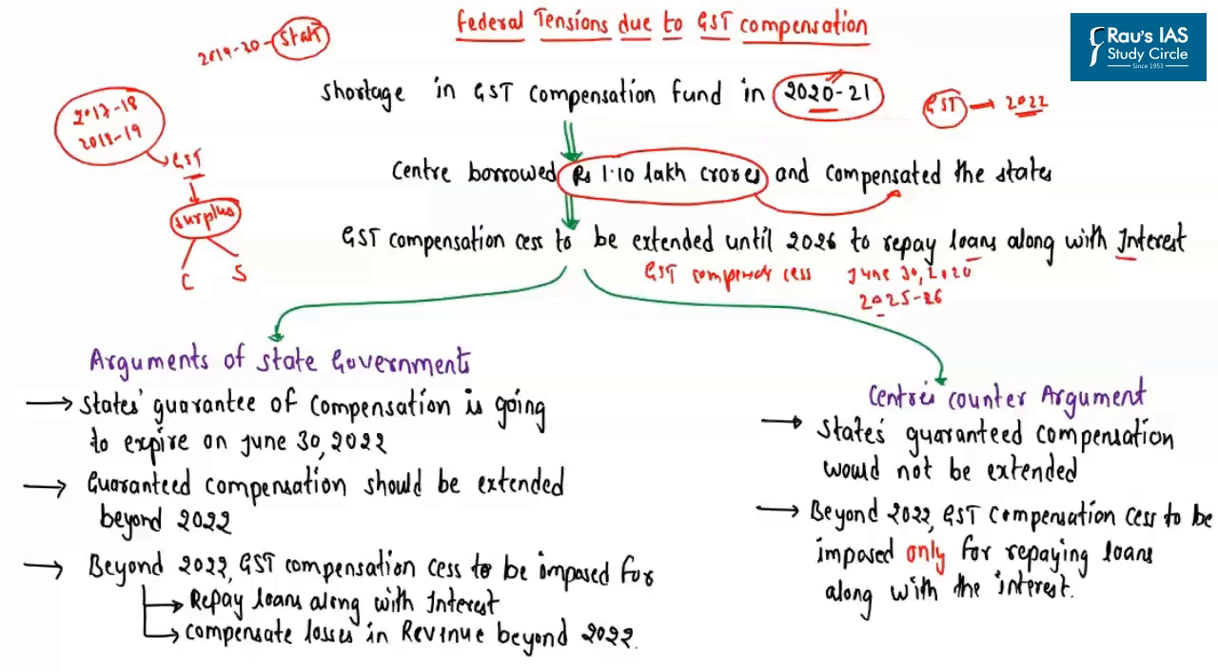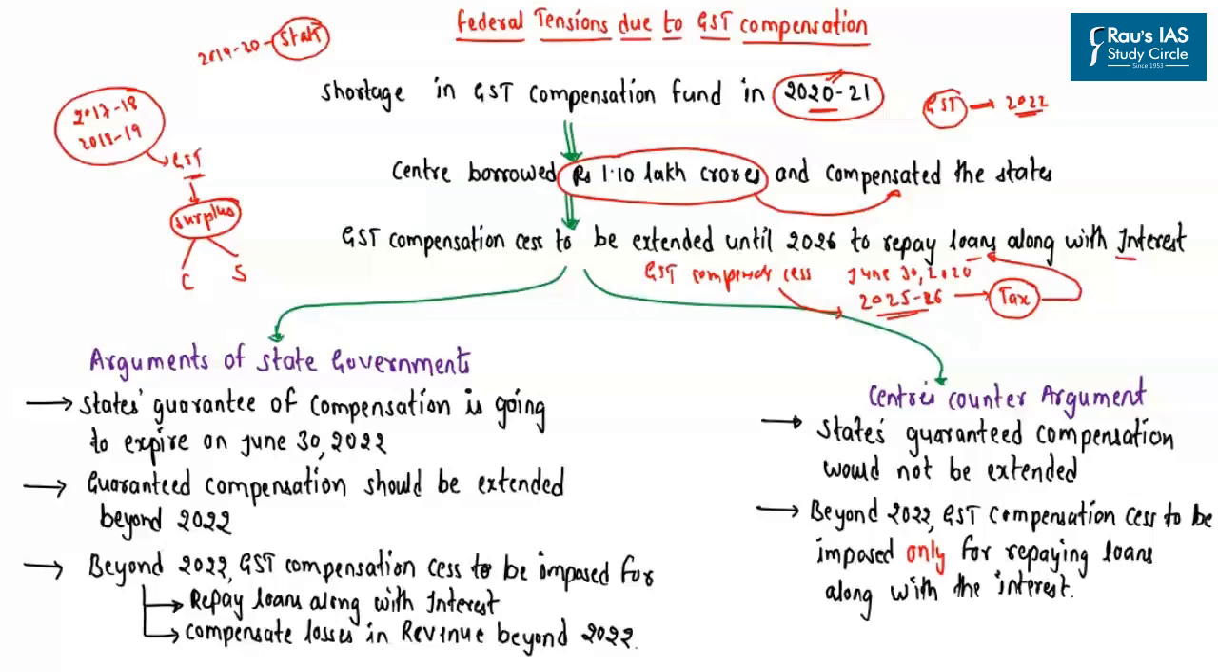So we will continue to collect the GST compensation cess until 25-26, and whatever money that we are collecting here, that tax money, we will use it to repay the loans along with the interest. So that is the basic idea behind extending the GST compensation cess.